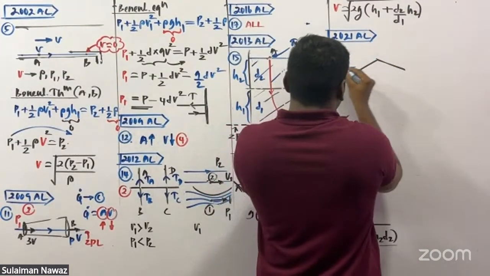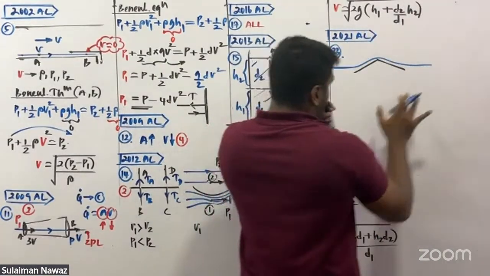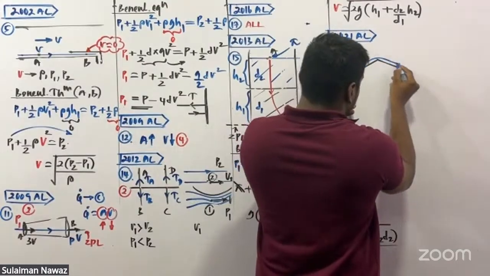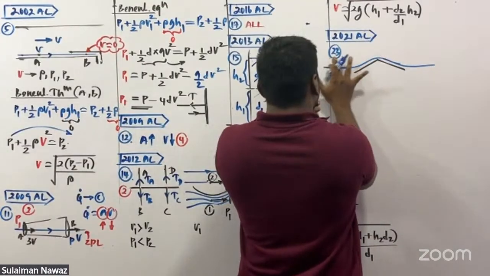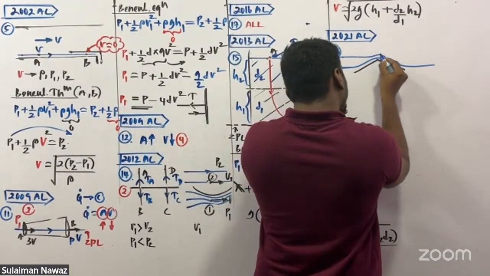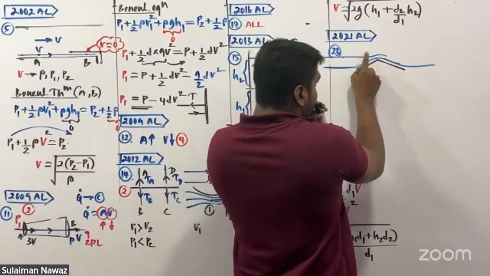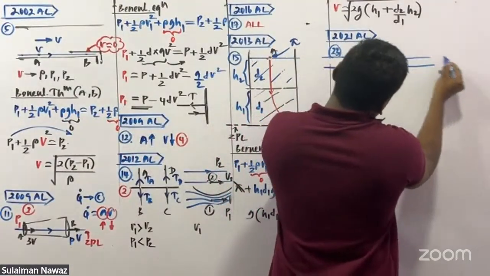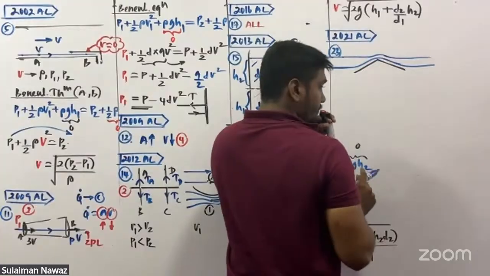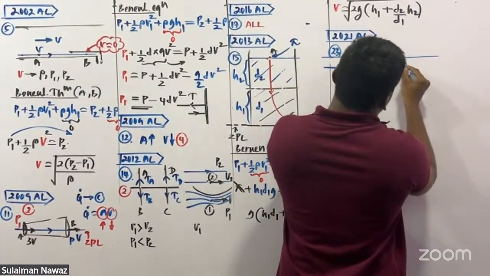If I draw some streamlines, you'll understand. They are streamlines passing just above the roof. See, the gap between the streamlines becomes less. Okay, right.